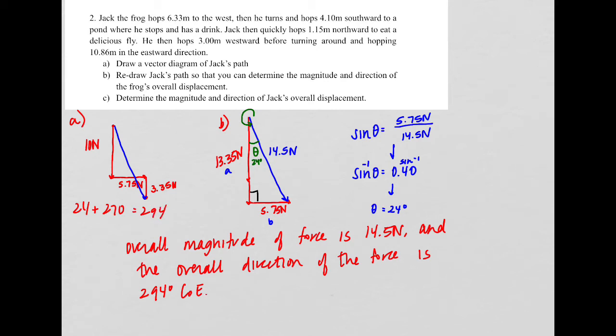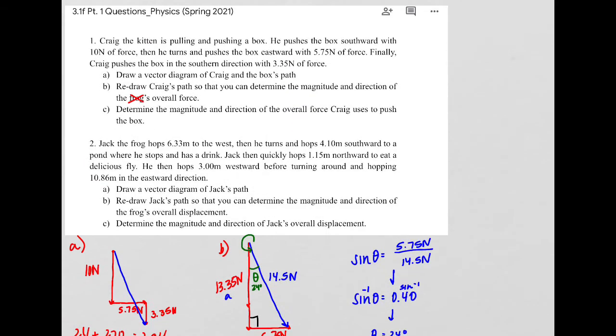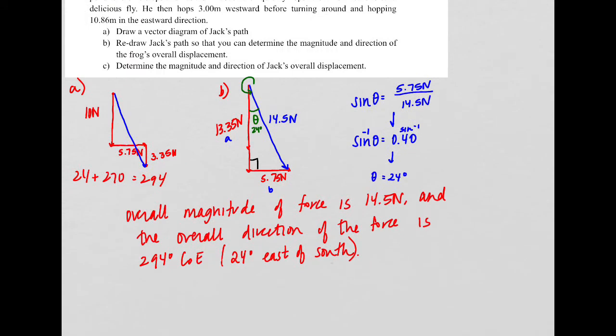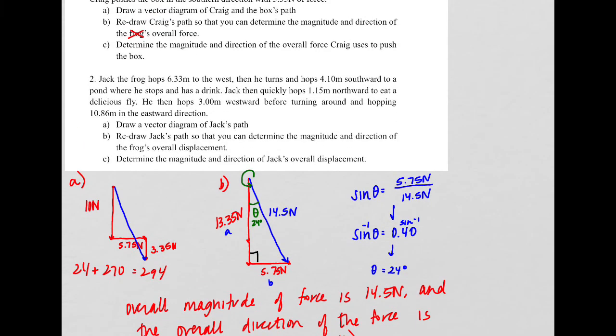Or if you don't want to do that, you could say 24 degrees. This would be east of south. All right. So either of those answers is correct, unless I specified, which I don't think I did. I did not. So either one of these answers is correct. You can use 294 or 24 degrees east of south. You just have to specify. You can't just say 294. You can't just say 24. All right. So that's number one.